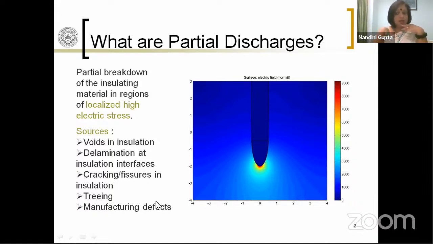What would be the reason for such localization of electrical stress? In a solid dielectric, there would be many reasons. There can be voids which are incorporated in the insulation during manufacturing. There can be delamination at insulation interfaces. When you have a metal electrode and a dielectric placed side by side, they are laminated so that any air gap between them is eliminated.